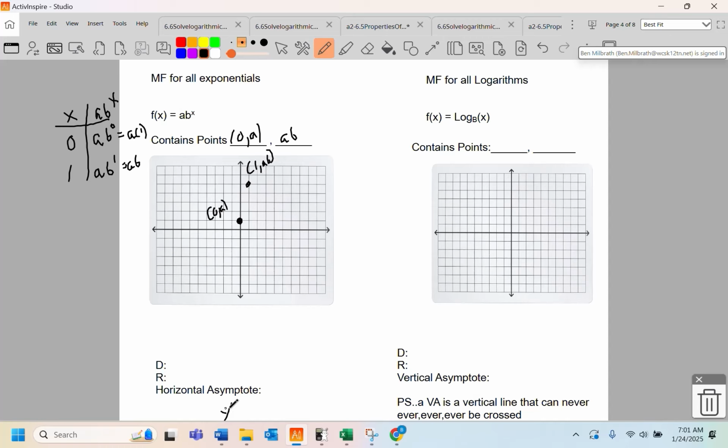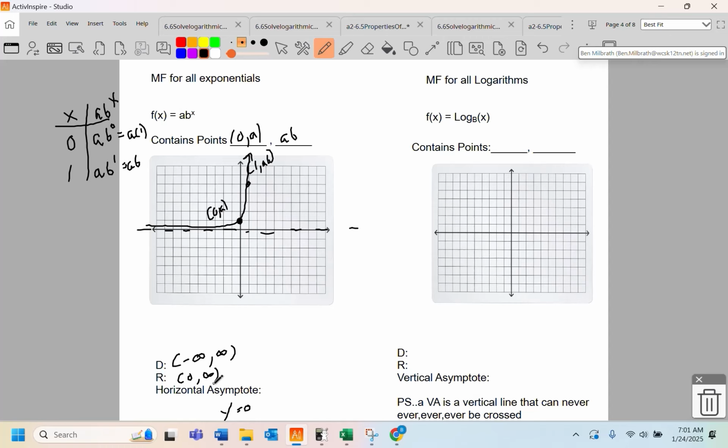You have a horizontal asymptote by default at y equals 0, the line you shall not cross with an exponential. And this is the mom function for all exponentials. Domain is negative infinity to infinity. Default range is 0 to infinity. Logarithms swap some things around.